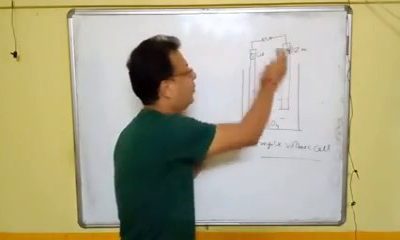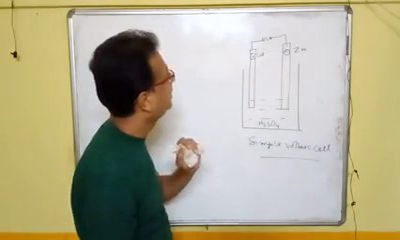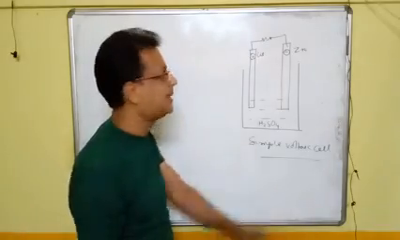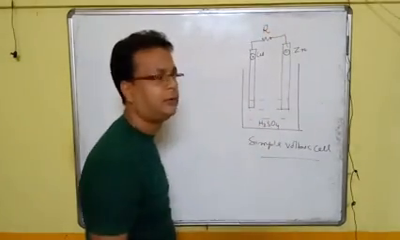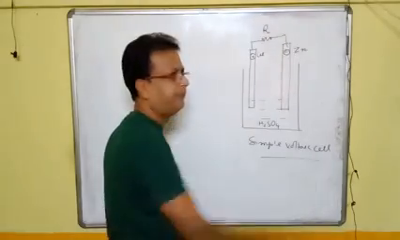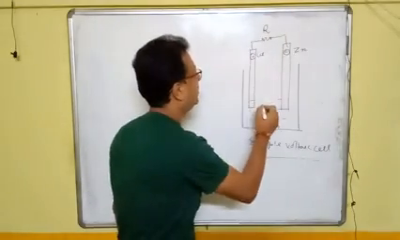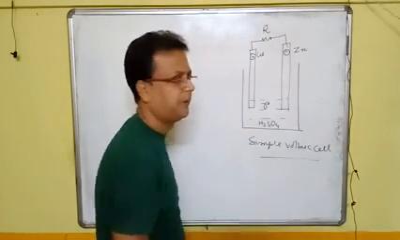So, current will flow in the circuit. Now, if current flows in the circuit, there are two types of resistance here. One is called the external resistance, capital R, that will be outside the solution, and one will be the internal resistance that will be inside the solution.